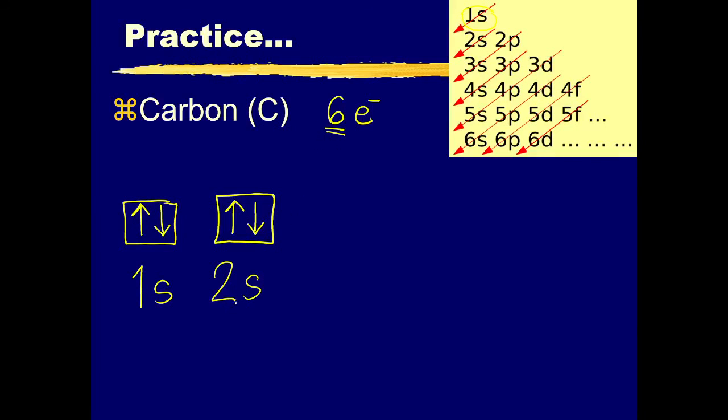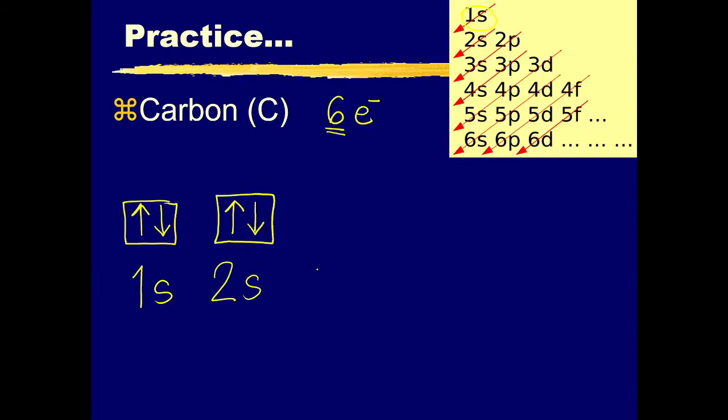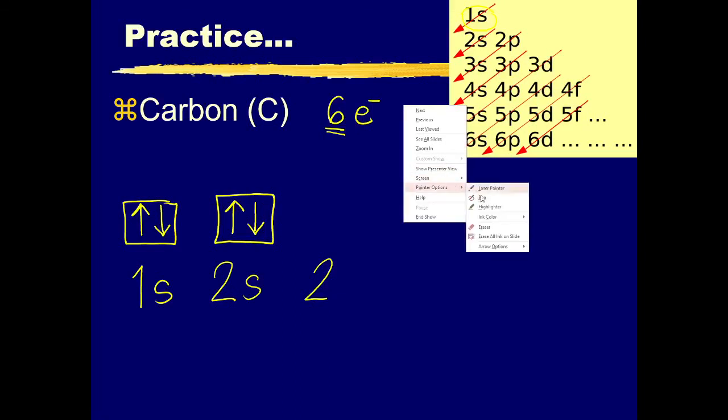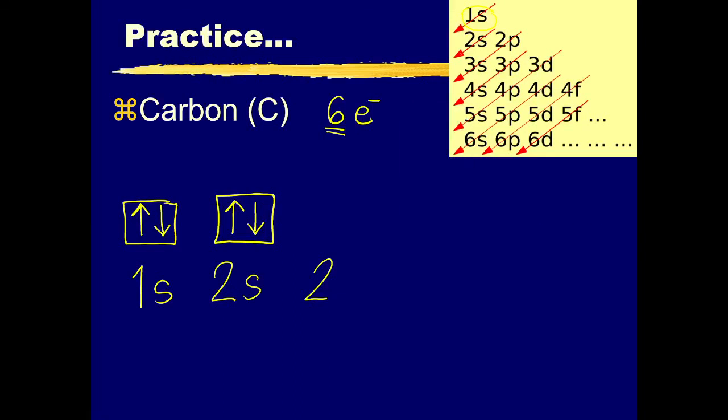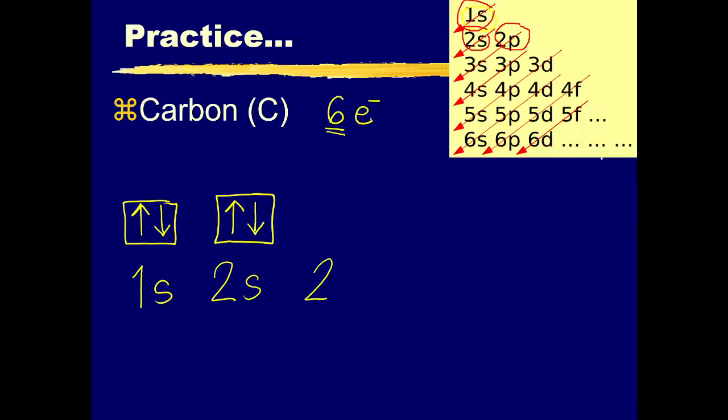What comes after 2s? Look at this one. Is it 2p or 3p? Are you sure? 2p. Let's have 2p. It's 2p, right? Because we have 1s, next is 2s, next is 2p. Okay? Let's continue. The ink color. Okay. So next is 2p.